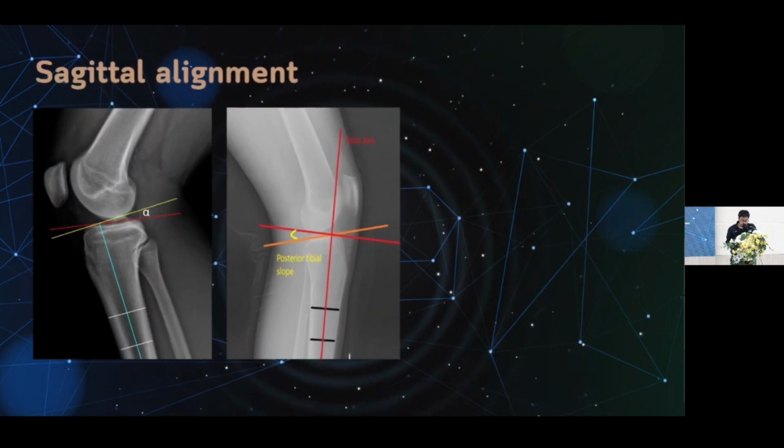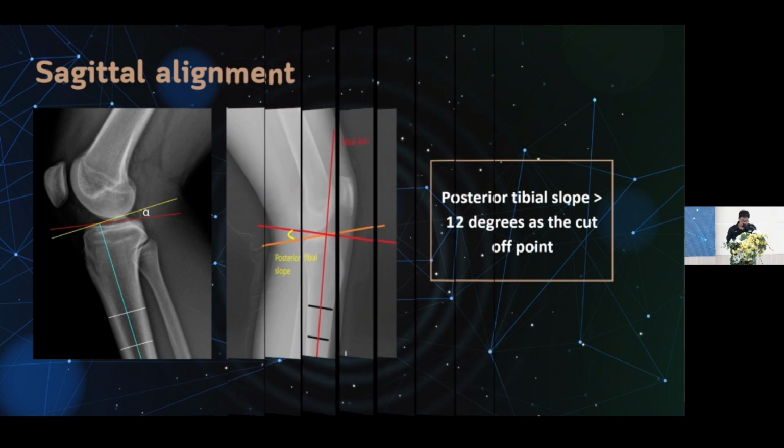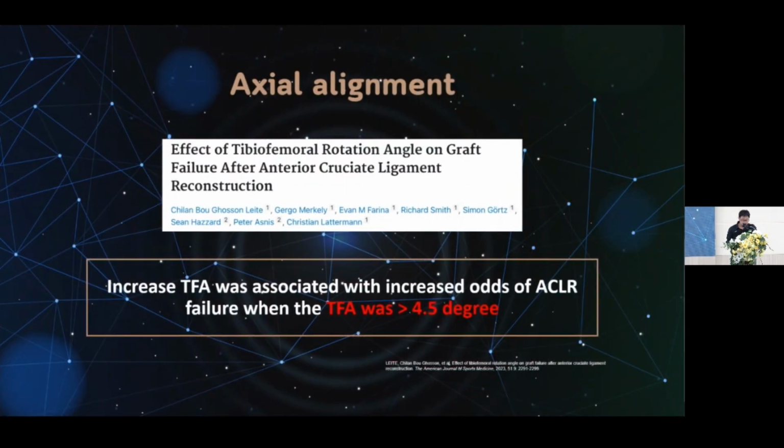In conclusion, current evidence suggests that most studies consider a tibial slope greater than 12 degrees as the cutoff point that increases the risk of ACL reconstruction failure. Regarding axial alignment, the data is still limited, with only a few studies showing its impact on ACL grafts.